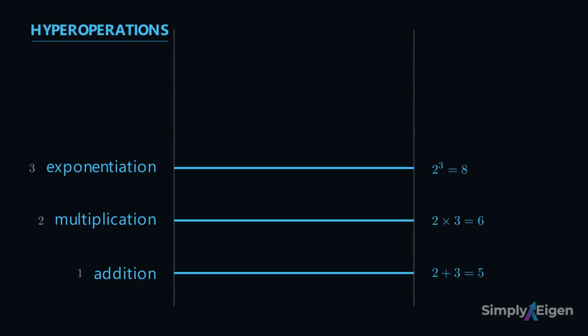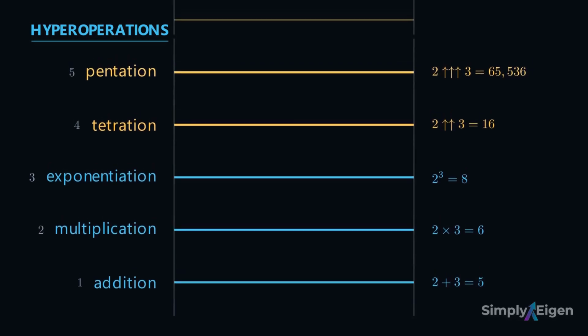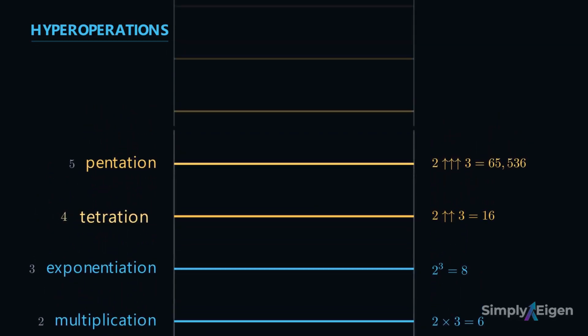Addition is 1. Multiplication is 2. Exponentiation is 3. The 4th is called tetration. The 5th is called pentation. And nobody stops there either.